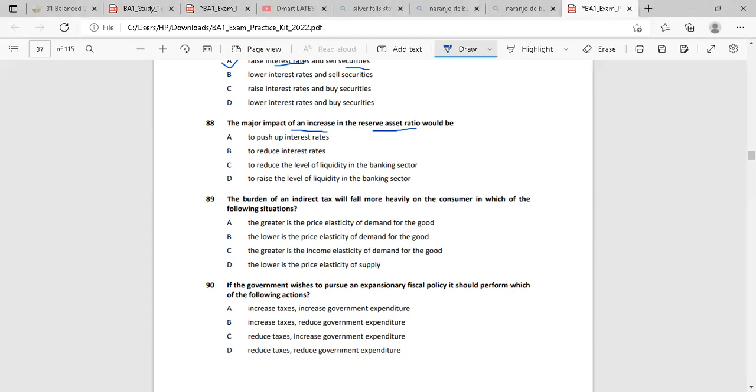To raise the level of liquidity in the banking sector. See, the reserve asset ratio is decided by the central bank for all the commercial banks. So commercial banks, when they collect deposits from multiple customers, then these amounts are pooled up and then used to extend loans to the producers.